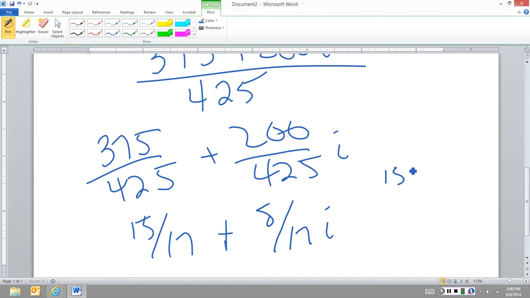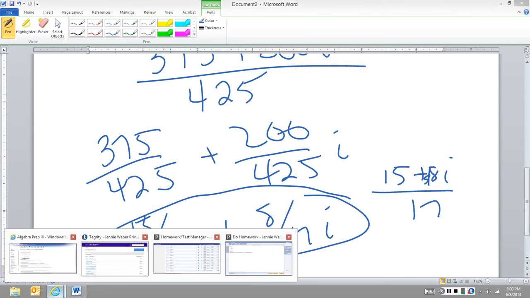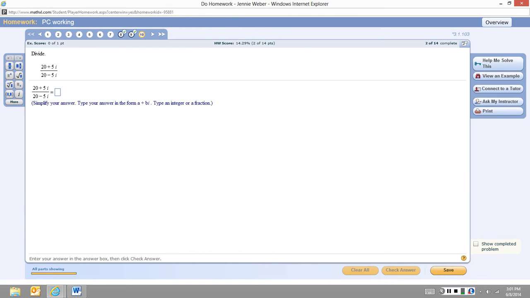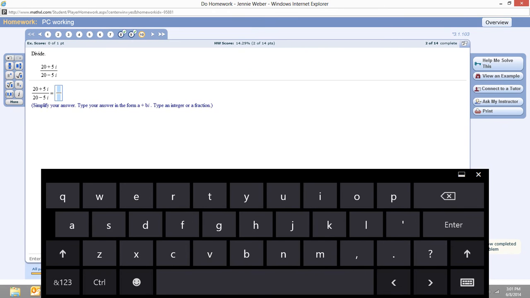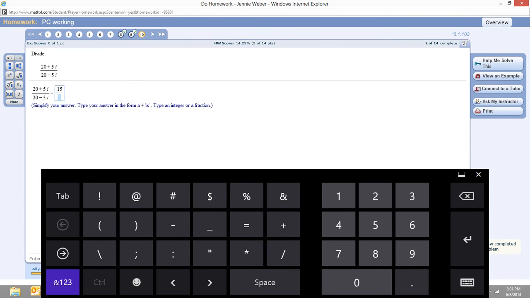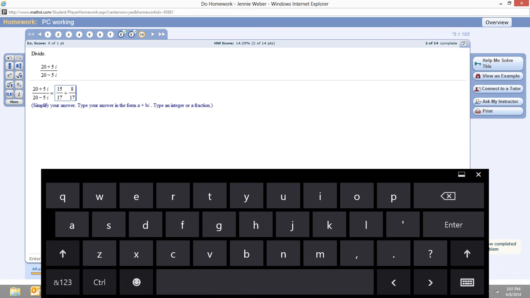And as I said, if you had left this for me, I would be okay with that on a test. But this is the form the book's going to use, and the form that you're going to see if they give you a multiple choice answer. Okay, what did I just say? I said 15/17 plus 8/17 i.